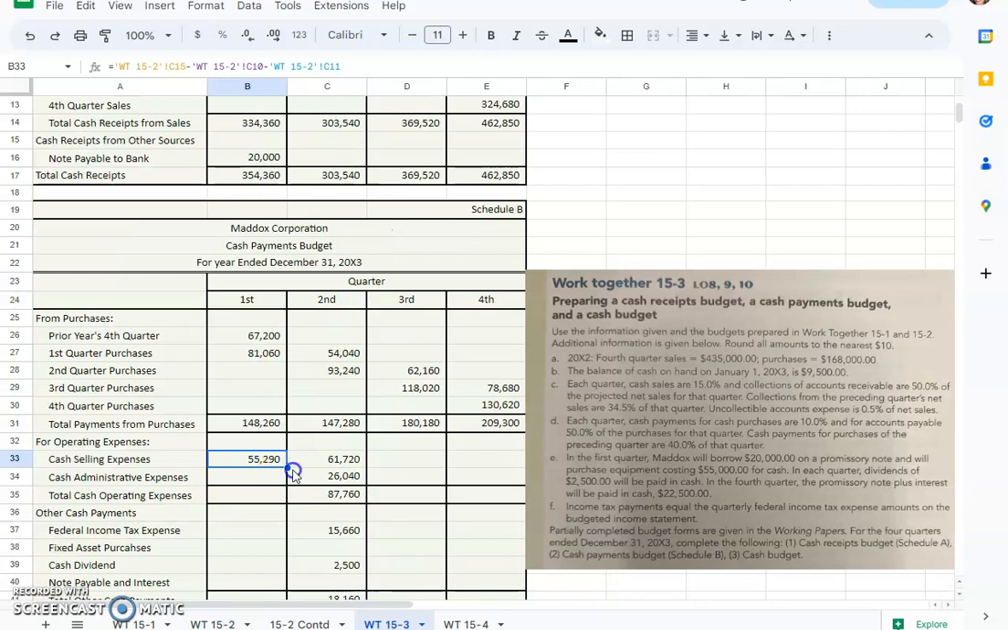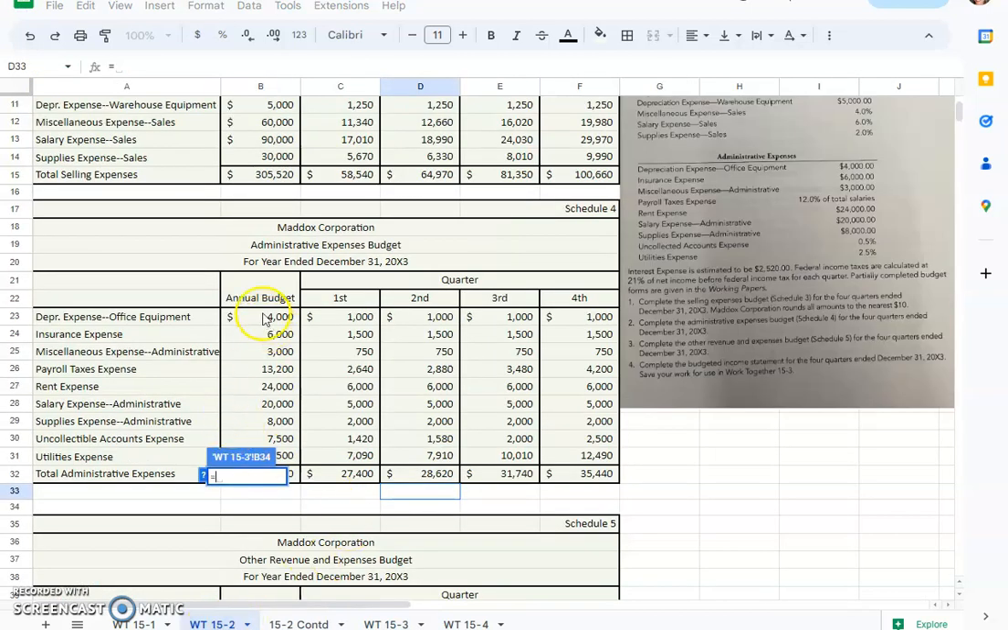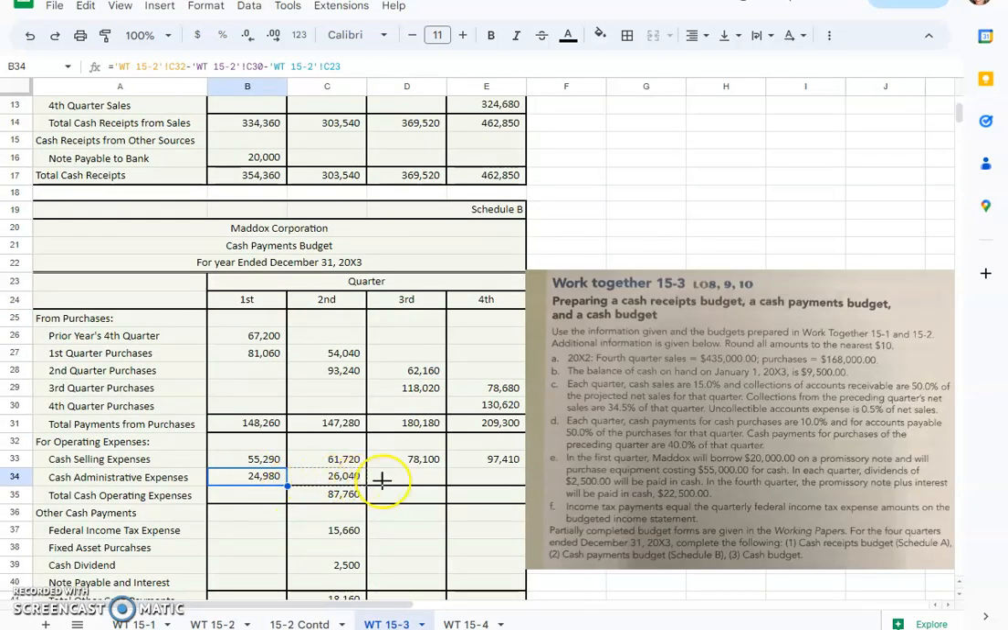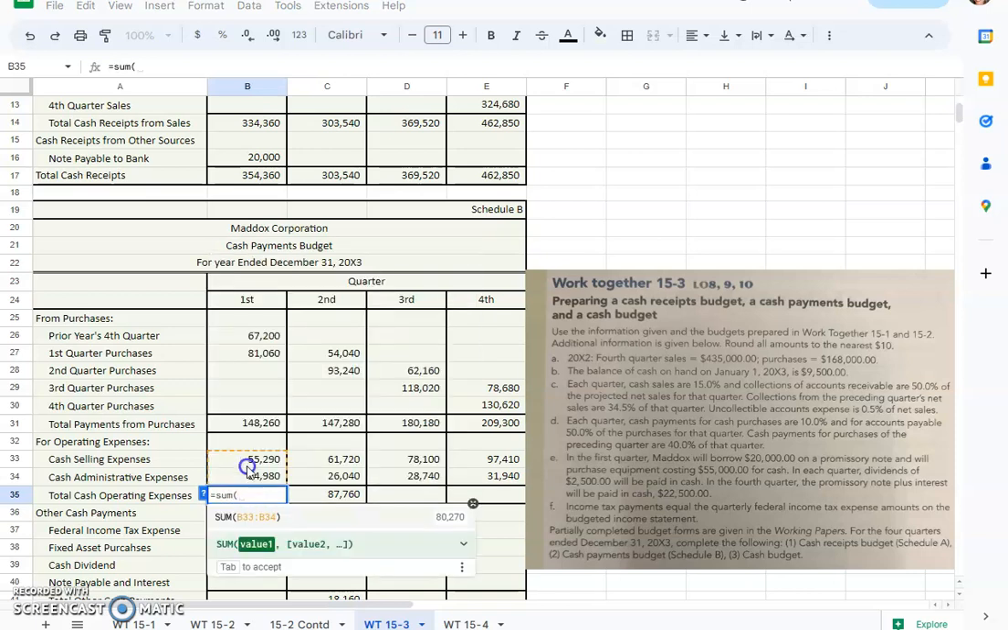So we'll take that. Now let's check and see if we get 61,720 with our formula. We did. So we probably did it right. Now, same thing on administrative expenses. So equals our administrative expense budget minus the non-cash things such as uncollectible accounts expense, which is non-cash, and depreciation expense, office equipment. 24,980, and we'll carry those across. Now we just need to add them up to find our expenses that we would have paid cash for.